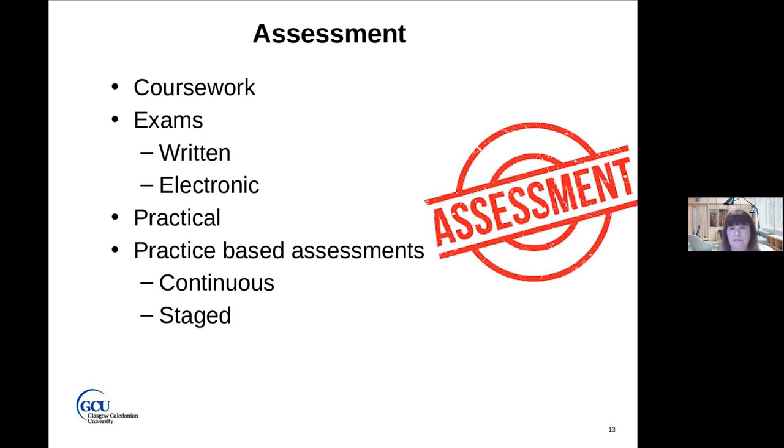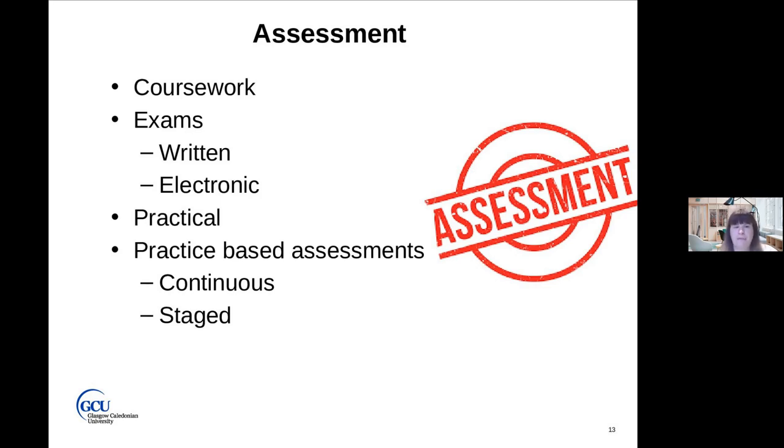Exams, again, variation in exams. There's some of them that will be written face-to-face exams delivered on campus. Some of them will be electronic exams, which will be delivered through GCU. We have some MCQ, so multiple choice questions. Some of them will be more longer answer questions, some short answer, because what we don't want to do is tailor something to one particular style of learner, because we're all very different. We want to give everybody an opportunity to achieve their potential.